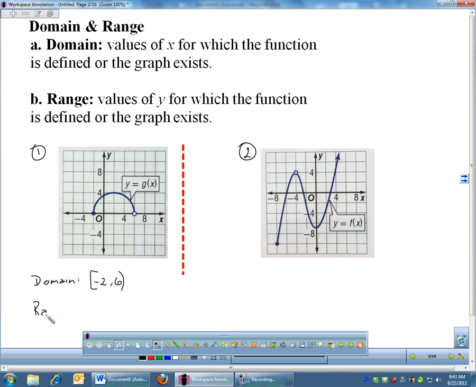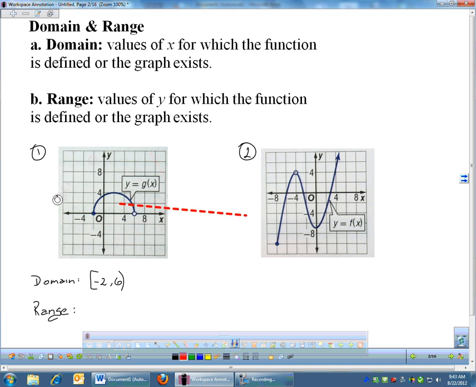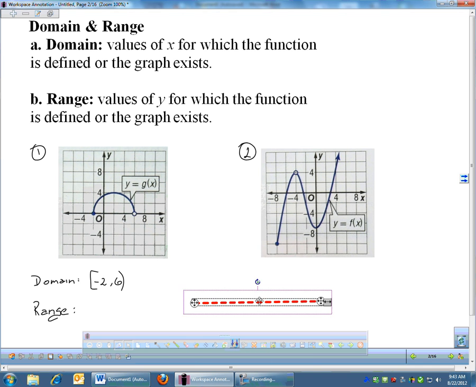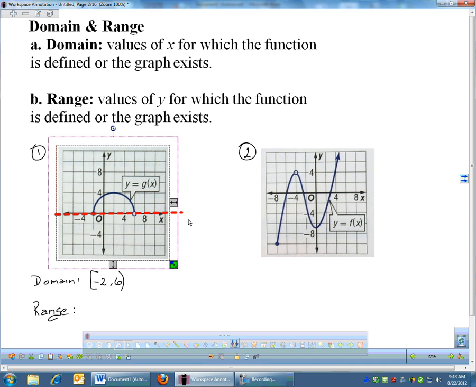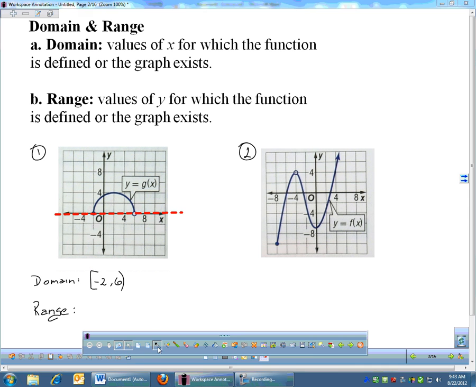Range, we're going to do the same way, except range, we have to remember that's our y-coordinates. So instead of a vertical line, I'm going to drag a horizontal line up the y-axis. Let's see, that's about horizontal. So I'm going to start dragging this line up the y-axis. And as I do, I make note of when I start to touch my graph. I'm not touching, I'm not touching, I'm not touching, and right here when I hit the x-axis is when I start to touch my graph. And I am touching it right over here. There's an open circle here, but I'm touching my graph right there.